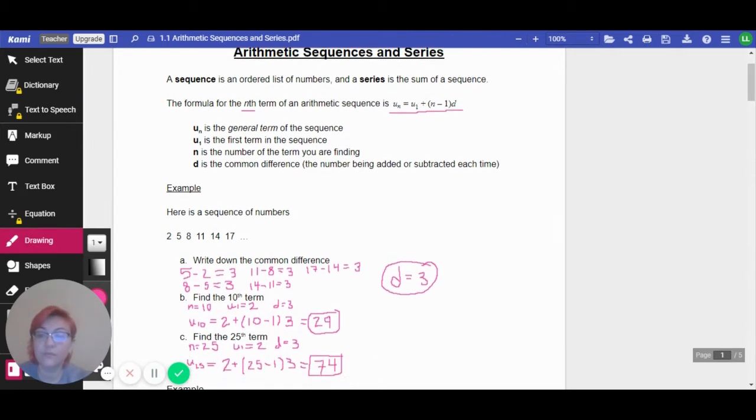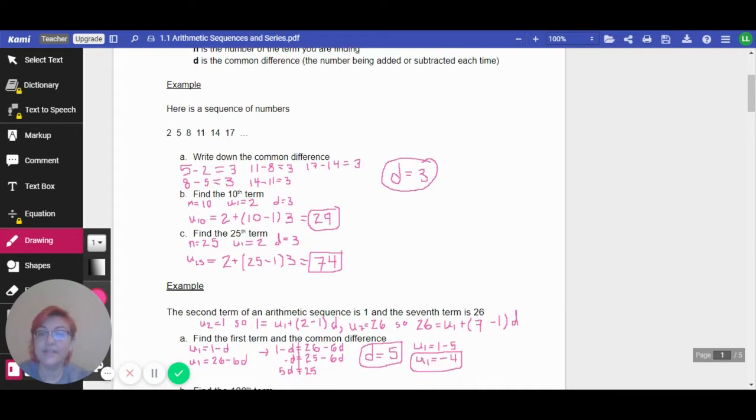Let's take a look. Here is a sequence of numbers. It started at 2: 2, 5, 8, 11, 14, 17. So to write down the common difference, we look to see if we have the same difference between each number. 5 minus 2 is 3, 8 minus 5 is 3, 11 minus 8 is 3, 14 minus 11 is 3, and 17 minus 14 is 3. And that means that our common difference is 3.